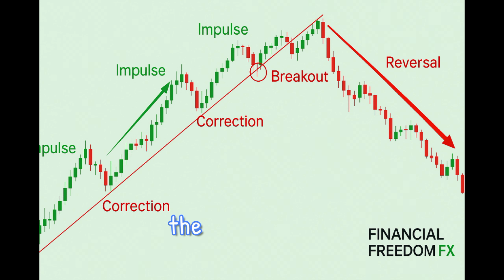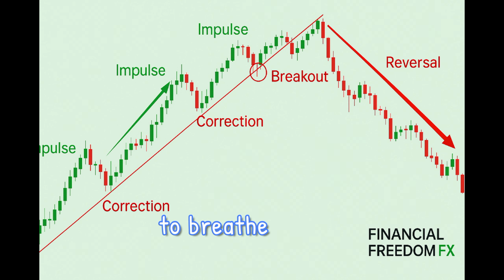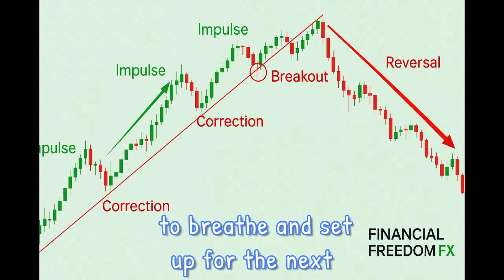In this chart, the first green arrow labeled impulse shows a powerful upward move. This suggests buyers were in control, pushing the price higher. After this, we see a correction, a smaller pullback against the trend. This correction is natural and healthy, allowing the market to breathe and set up for the next move.